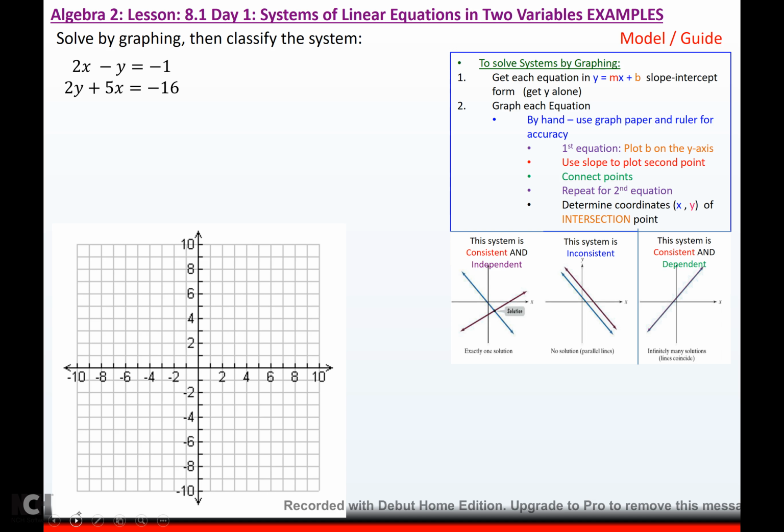All right, so it says solve by graphing and then classify the system. Well, I can't graph that first line until I get y alone. So I have 2x minus y equals negative 1. I'm going to get y alone, so I'm going to minus 2x. That gives me negative y equals negative 2x minus 1. Divide by negative 1. And I get y equals 2x plus 1.